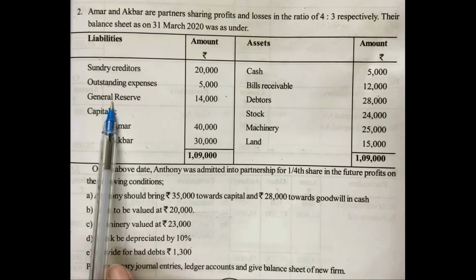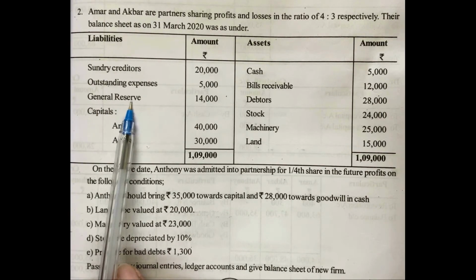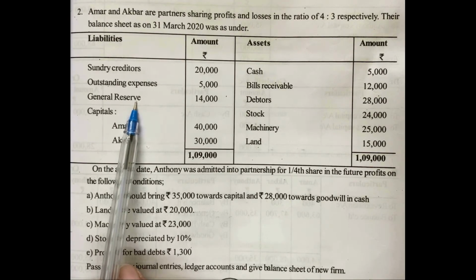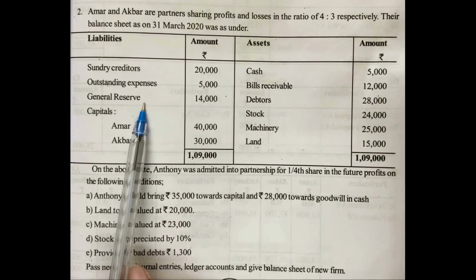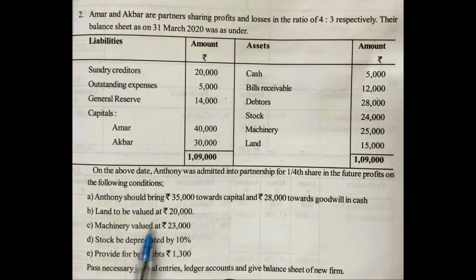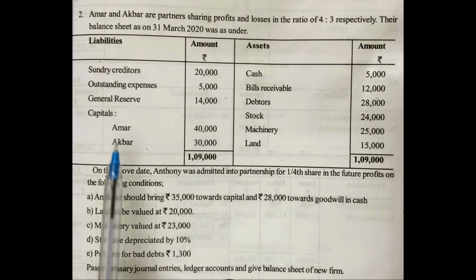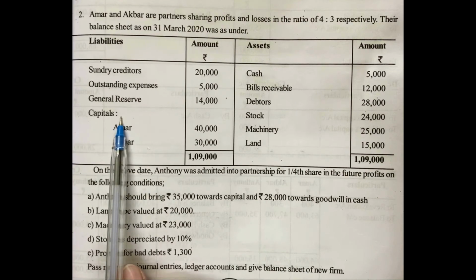Next come to general reserve. As we have closed the general reserve account by transferring its balance to the old partners' capital accounts, in the new balance sheet under the liability side, we should not show this general reserve amount. After taking these liabilities, we have to observe the adjustments also, whether any additional liability is given or not. There is no additional liability. Therefore, directly we can write the capital accounts now.